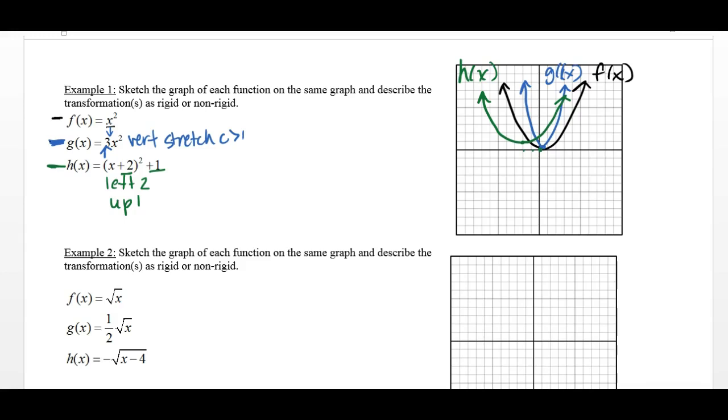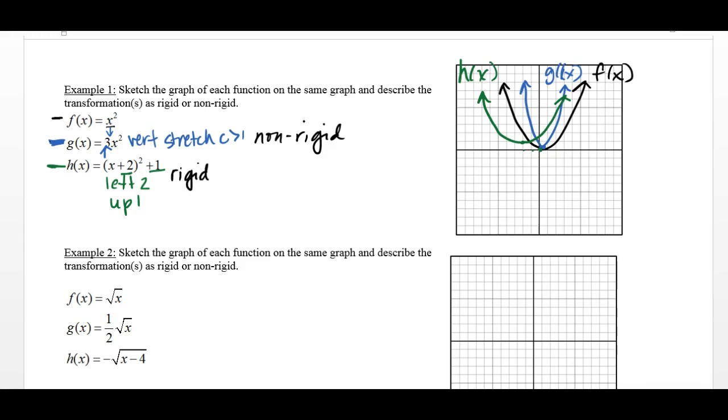Okay, so we need to qualify these as rigid or non-rigid. So if it's vertically stretching it, did it change our shape? Yes, so this would be a non-rigid transformation. On h, notice it kept the same original shape, it just moved left and up. So this would be considered a rigid transformation.